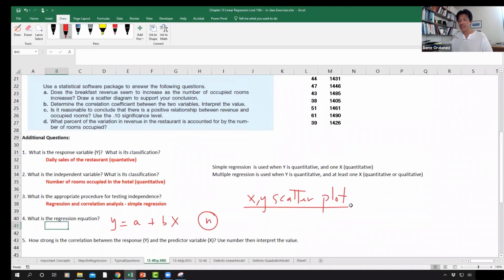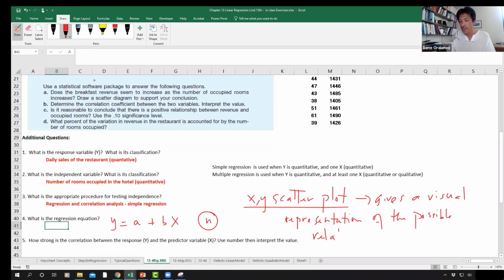Okay, so the purpose of developing an XY scatter plot is to just give you a visual representation of the possible relationship or association between X and Y. Okay, I'm going to stress this word, visual representation. All right, so let's generate the scatter plot.